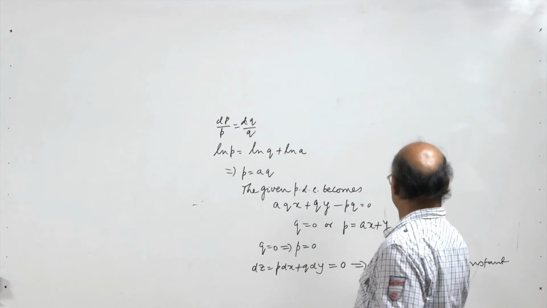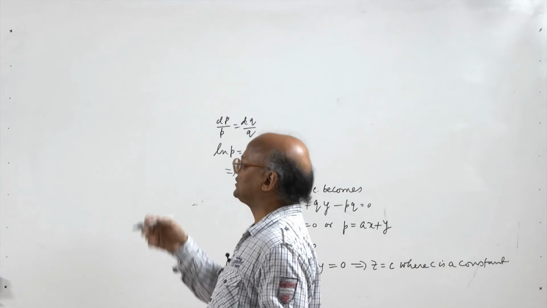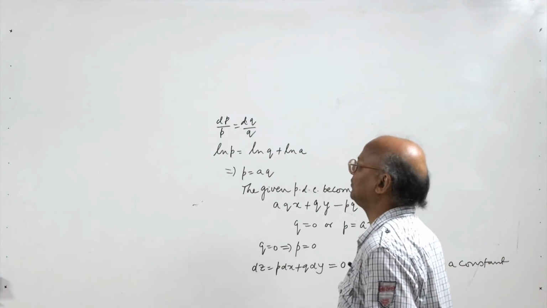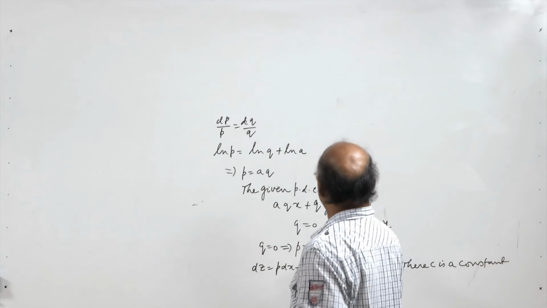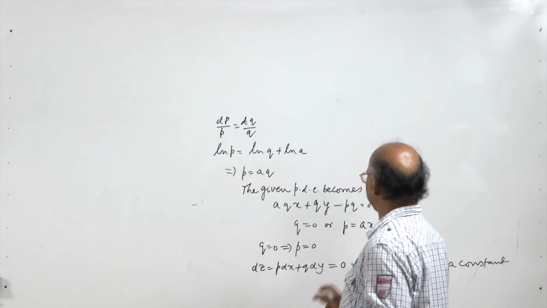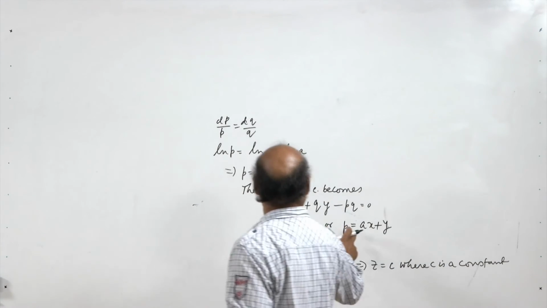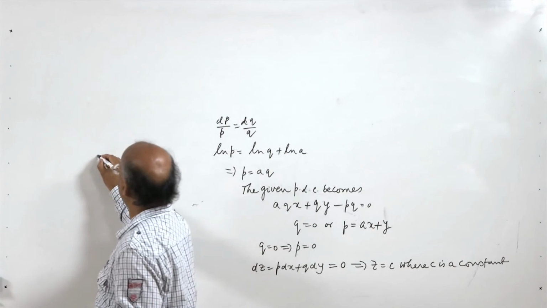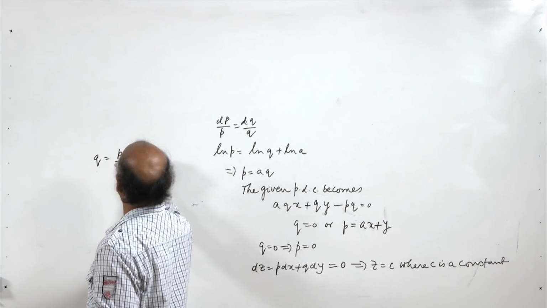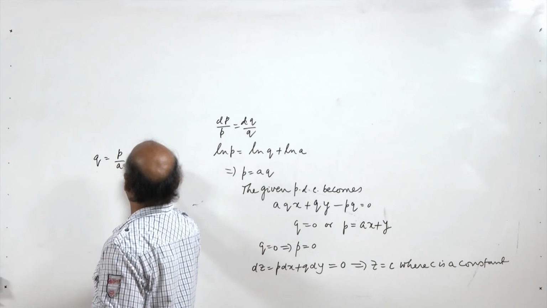And we see that z equal to C means P is 0, Q is 0, and so it satisfies the given partial differential equation. Now, the other non-trivial solution is obtained when we take P equal to Ax plus Y. So, when P is equal to Ax plus Y, Q will be equal to P upon A, so (Ax plus Y) divided by A.